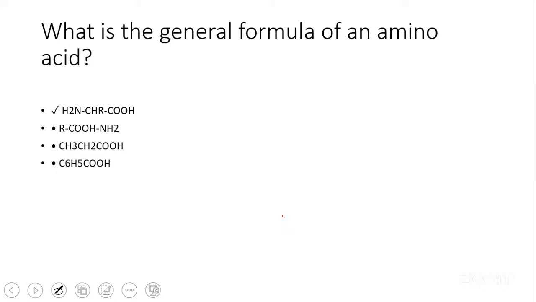What is the general formula of an amino acid? The general formula, you notice from our previous structure, the COOH, which is the acid portion, the C, H, and R, then the amino group NH2. So the option A is actually the answer.